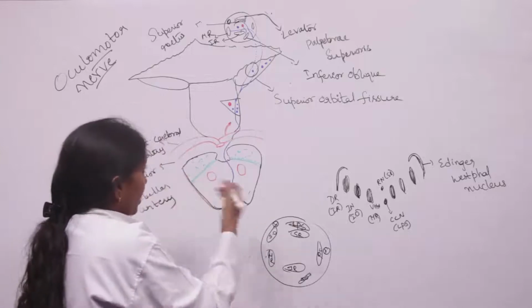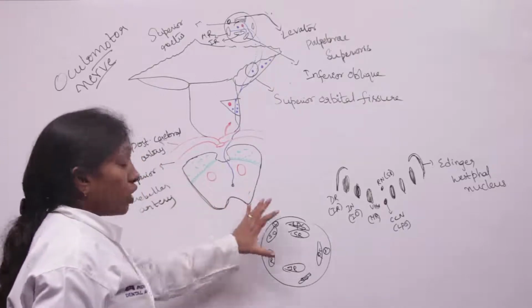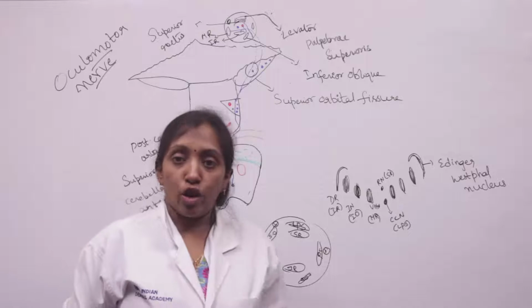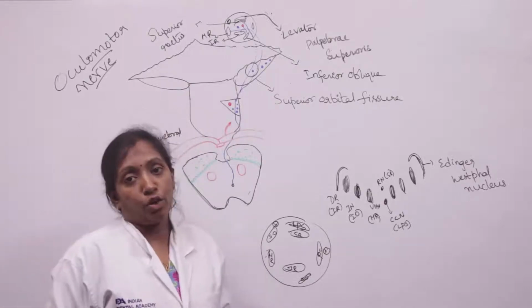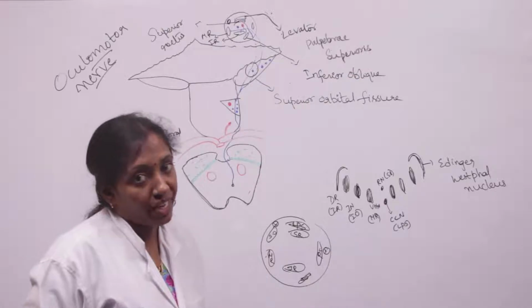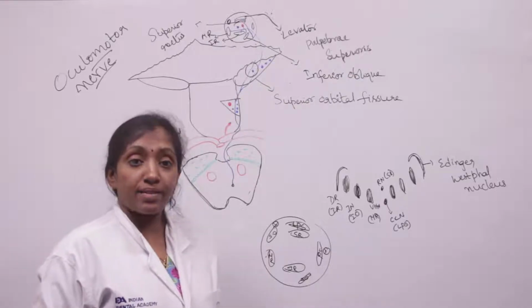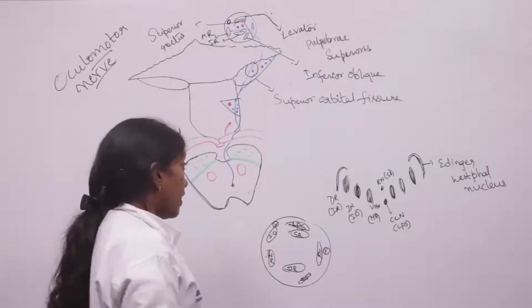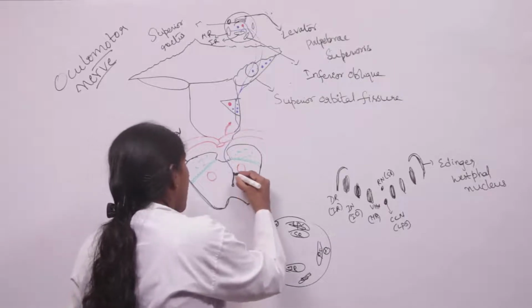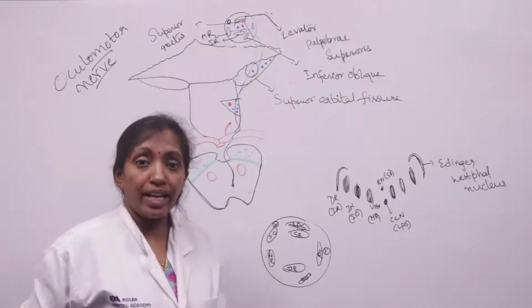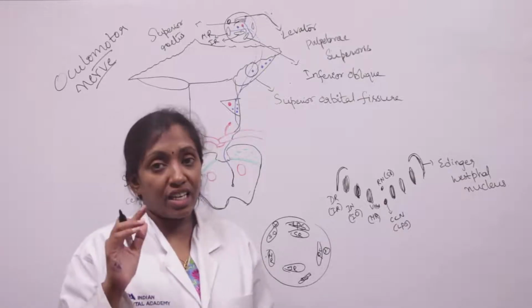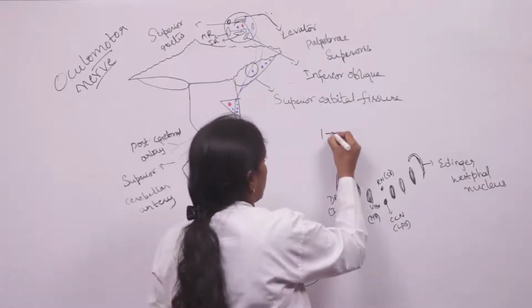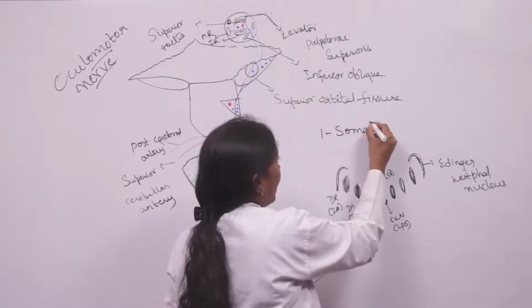Next, what are the functional components of the oculomotor nerve? Coming to the functional components, the somatic efferent column is one functional component, which supplies the extraocular muscles of the eyeball. That is one functional column, the somatic efferent column.